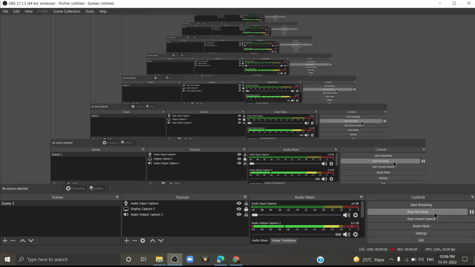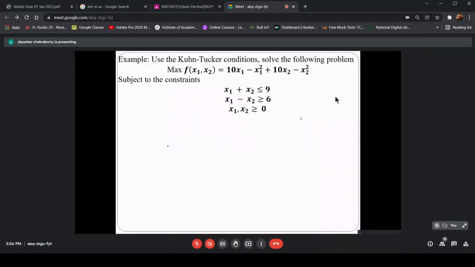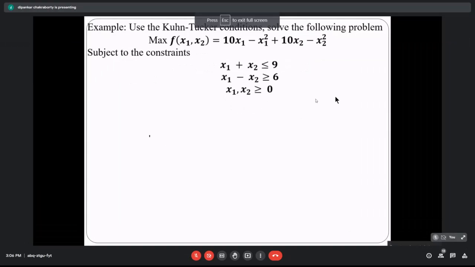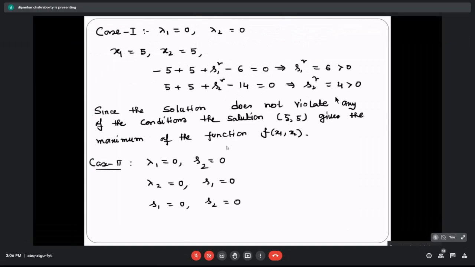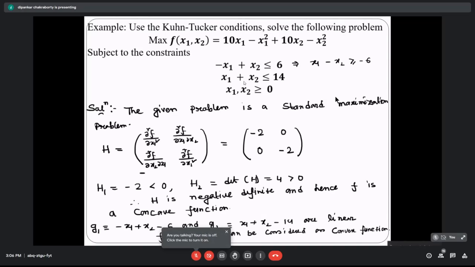Based on the KKT conditions in the last class, today we are going to solve another problem, because as I mentioned in the last class, the problem you have chosen, you try to understand the logic, and as you are fourth year students, you try to find out something extra from this kind of problem.